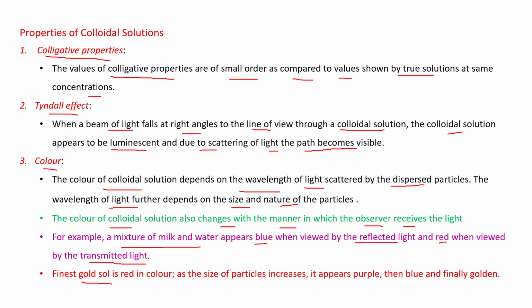Finest gold sol is red in color. As the size of particles increases, it appears purple, then blue, and finally golden. That is, as the size changes, the wavelength of light scattering will also change. That's why the color will also change.